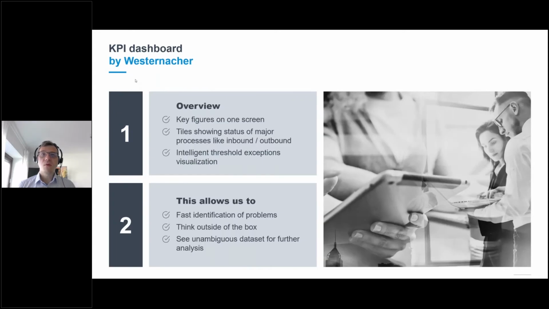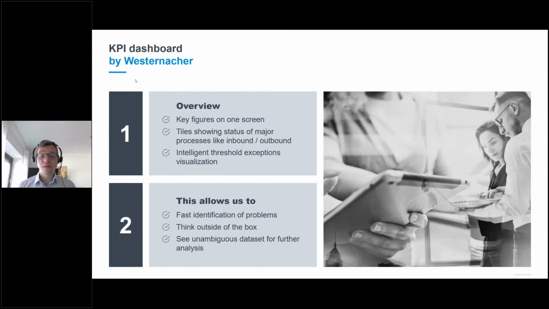Let's now look more at what the dashboard on SAP Analytics Cloud offers you. Well, first of all, it all starts with an overview page. And this overview page is really meant to bring the status of your yard in a nutshell. All the most relevant KPIs to see what the status is, if you have any issues, all on one screen. And it focuses, of course, on your inbound and your outbound processes.